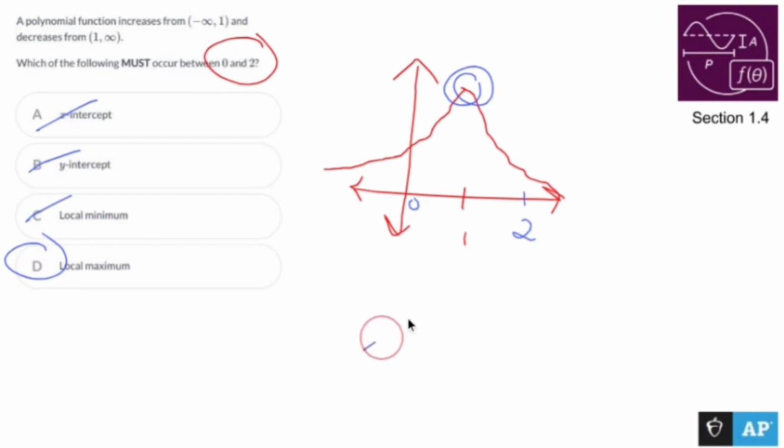Basically, there's a rule that says if you go from increasing to decreasing, you're going to have a local maximum no matter what. I drew it out just to drive home the point. It's a point, get it?